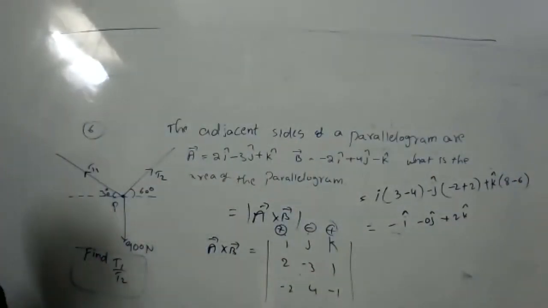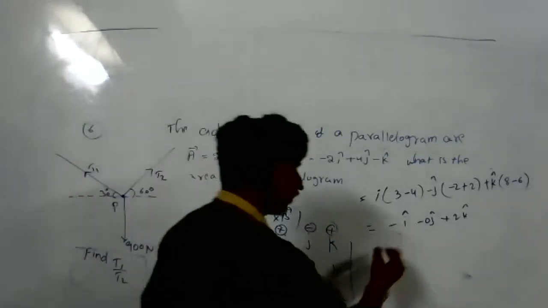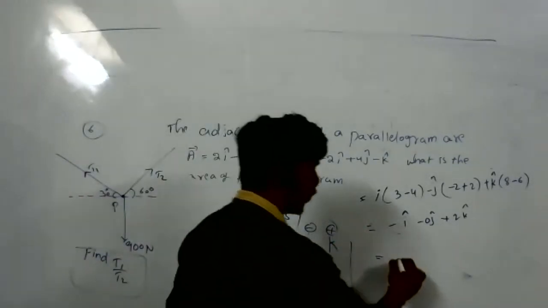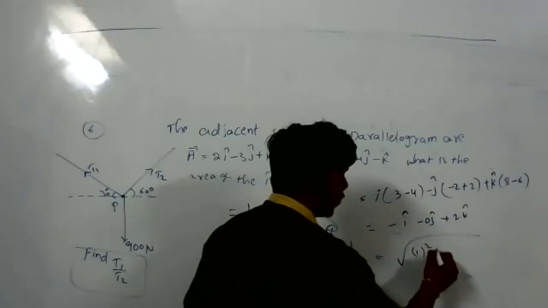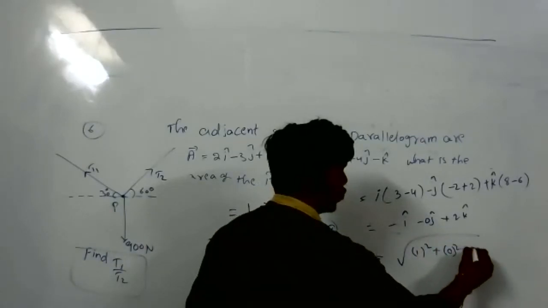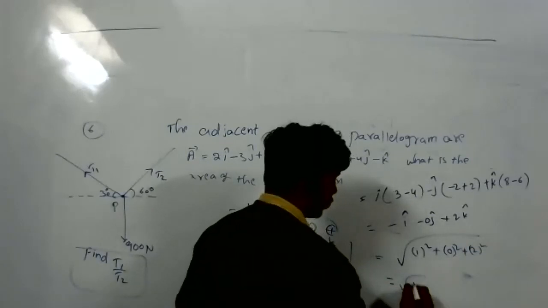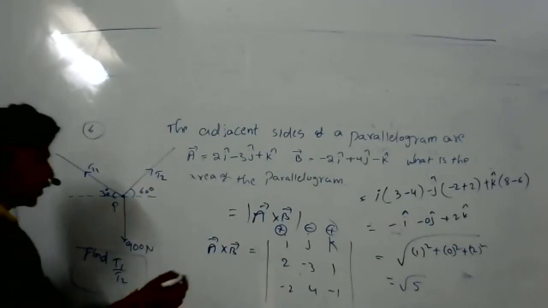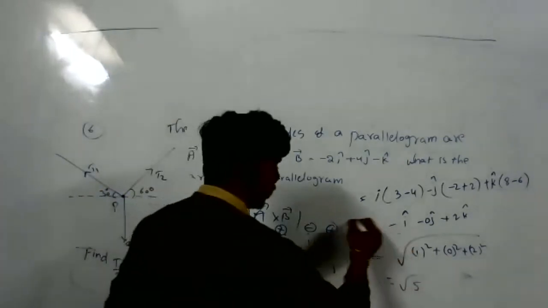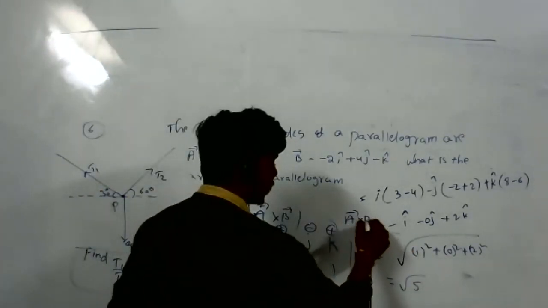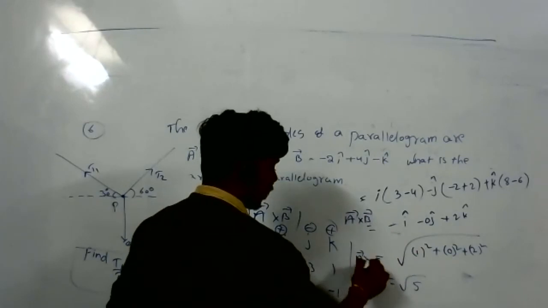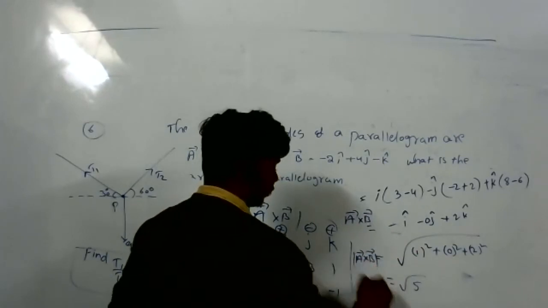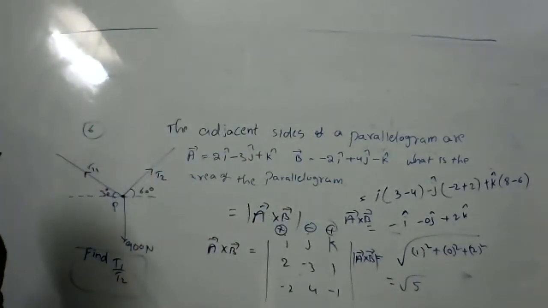So 5 root 5. Find out the answer. That is A bar cross B bar mod, when you are applying 1 square plus 0 square plus 2 square, so you will get root 5. Square gives the magnitude. It is A bar cross B bar, but it is A bar cross B bar mod. So mod gives magnitude.